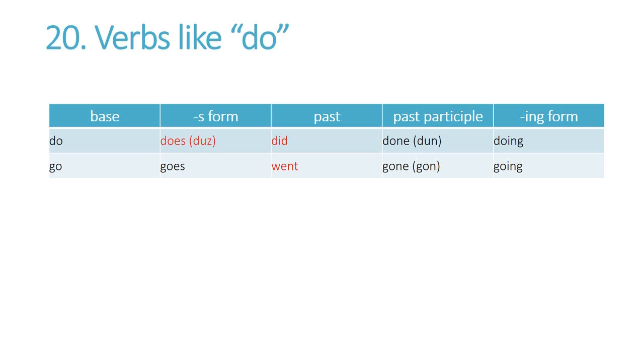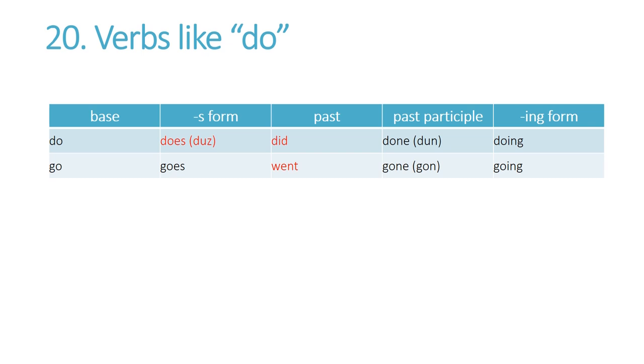For example, do and go both end in an O, but one is pronounced do, the other was pronounced with an O sound, go. For the S form, they both have OES as their ending, but do is pronounced does, go is pronounced goes in the S form. Then, of course, the past forms of these two verbs are completely different, did and went.